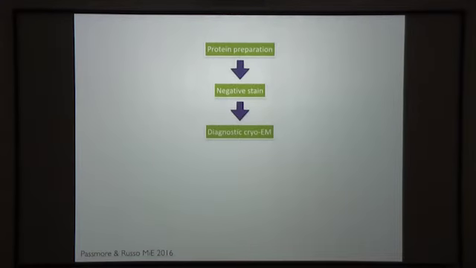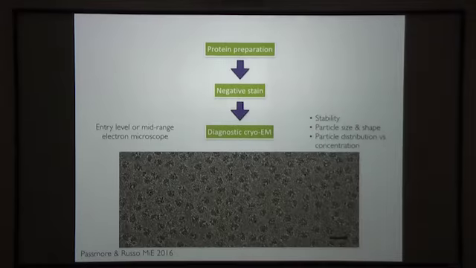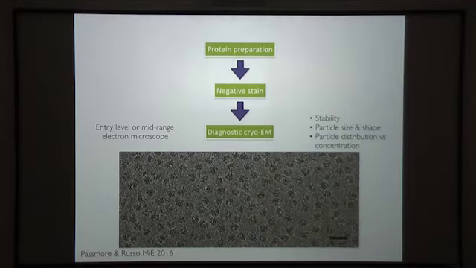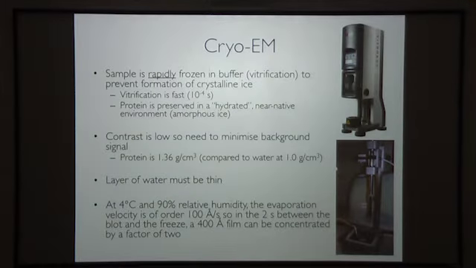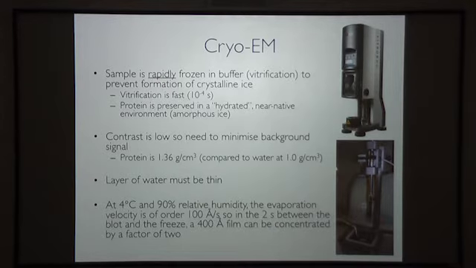So once we're convinced that we have a homogeneous sample using negative stain and biophysical methods, we move to cryo-EM. And to begin with, we're looking for stability of the protein in the ice, the particle size and shape to evaluate those and make sure they're consistent with what we expect, and the particle distribution versus concentration. So in cryo-EM, the sample is rapidly frozen in a buffer such that the water molecules have no time to crystallize. So it's very fast, on the order of 10 to the -4 seconds. And it preserves the proteins in a hydrated, near-native-like environment.